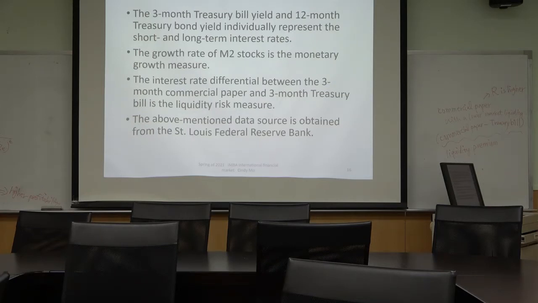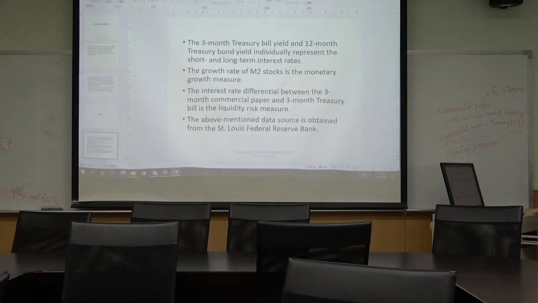As for the commercial paper rate, we also look at the same maturity, 3 months. The above-mentioned data, whether the 3-month Treasury bill rate, 12-month Treasury bill rate, the M2 stock, or the 3-month commercial paper rate, we can obtain from the St. Louis Fed. And then let's take a look at the data.